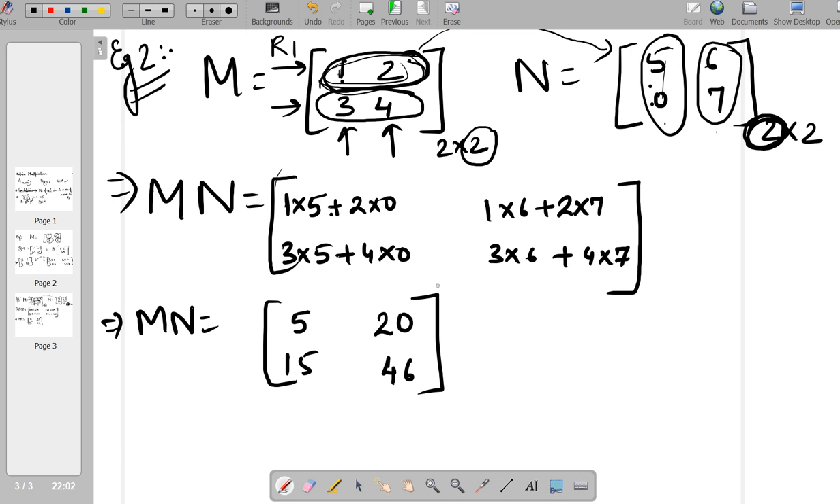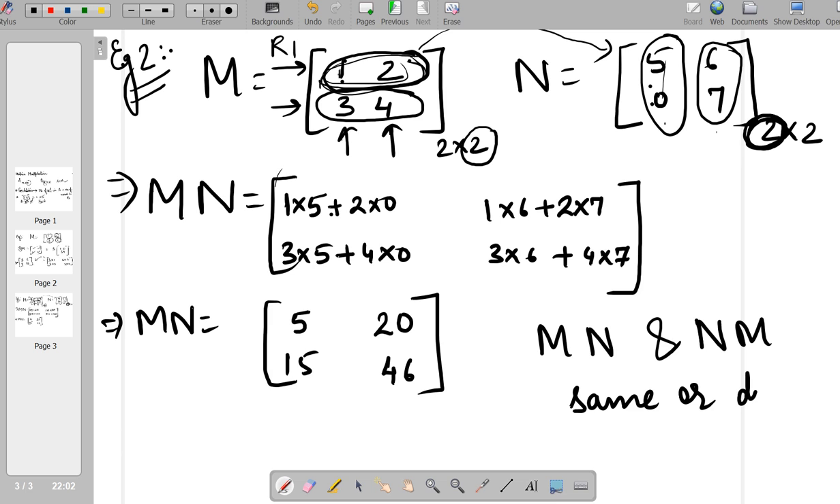Now in the next session, we will see how MN and NM products will deviate, or whether they will be the same or different. That we'll check out in the next session.